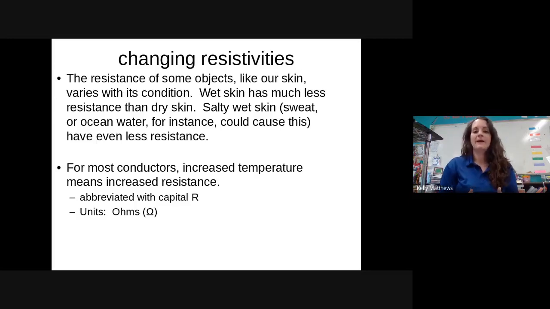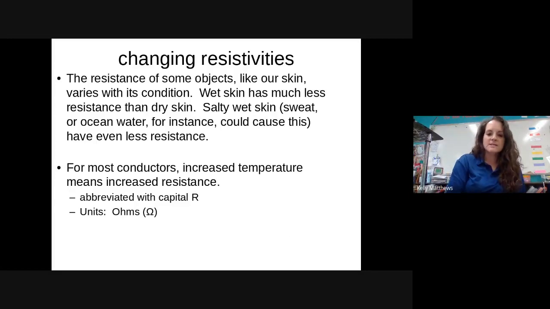Electricity is going to take the path of least resistance, just like water, okay? And so you do not want to be that path of least resistance. You want something else to be the path of least resistance so that the electricity will go through it. For most conductors, resistance increases with temperature. And so that's just another thing to keep in mind as our electrical devices get hot. It means we're having to spend more electricity to get it to work. So our electric bill will go up eventually.